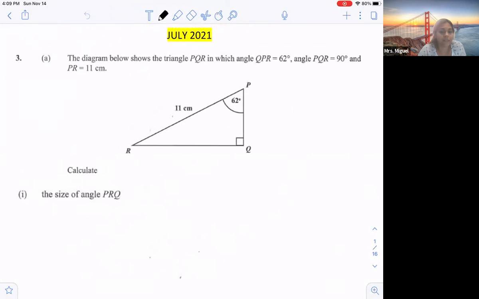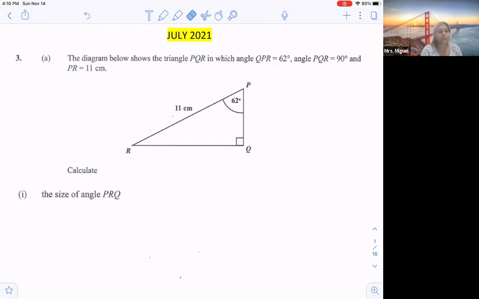The question reads, the diagram below shows the triangle PQR in which the angle at P is 62. So we have that. The angle at Q is 90 degrees. So we have that. And the length of the line PR is 11. So we have some information given to us in the question. For 1 mark, they ask to find PRQ.